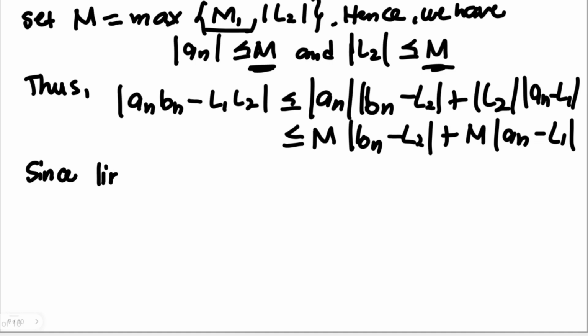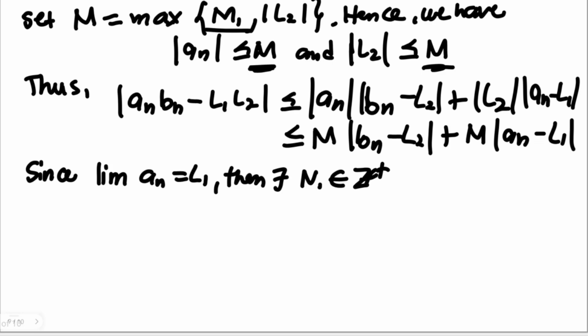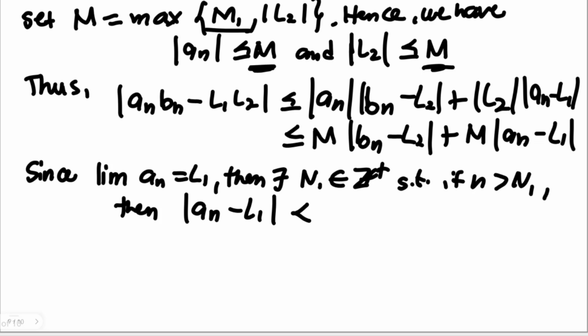So going here, since the limit of a sub n is equal to L sub 1, then there exists n sub 1, an element of z plus, the set of positive integers. Now, take note, this is similar to what happened in the previous first two videos on the sum and difference of our limits, because we have two limits here. Such that if n is greater than that n sub 1, then a sub n minus L sub 1 is less than epsilon over 2. That's what we used last time. Not epsilon, but epsilon over 2 because we have 2 of them here.